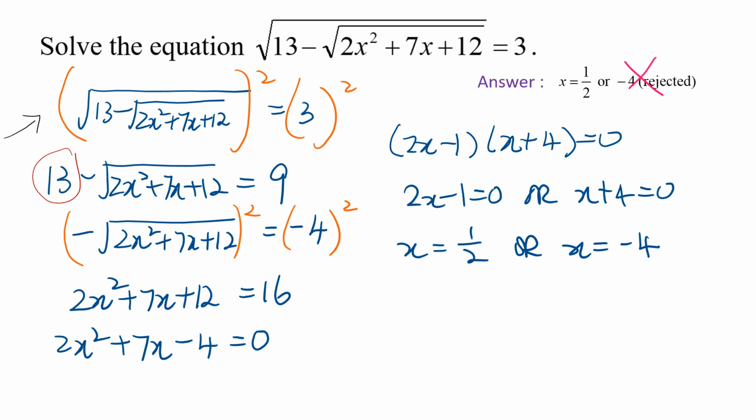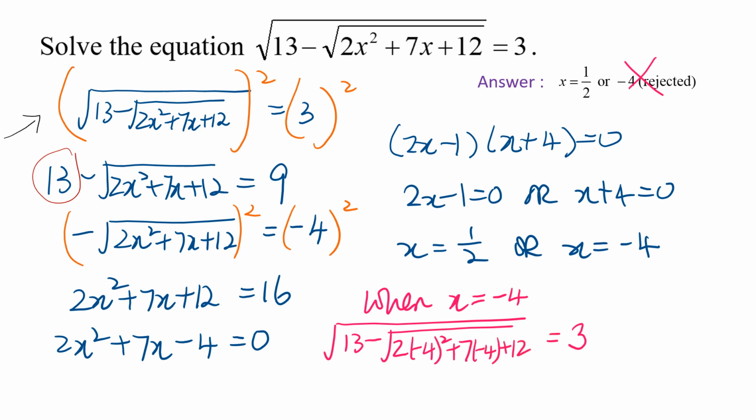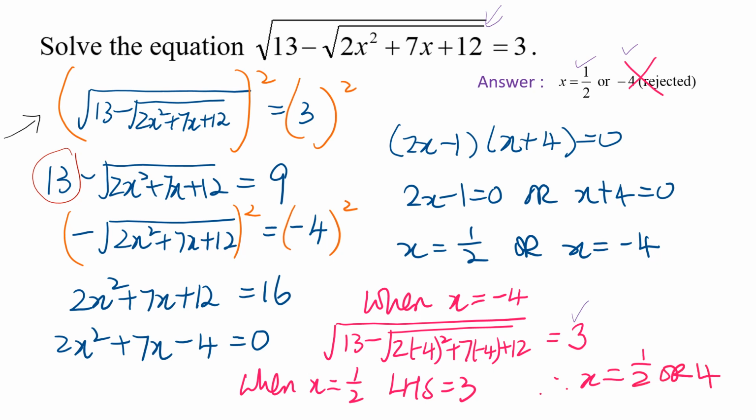We always assume that if your answer is negative, it will be rejected. That's not quite true. Both answers are accepted actually, because when you substitute x equals negative 4 into the original equation, I actually get 3 on the right hand side, which is valid. And when I substitute x to be half, I also get the right hand side to be 3. So both answers are accepted. Oh, I made a mistake here. This one should be x equals negative half or negative 4.